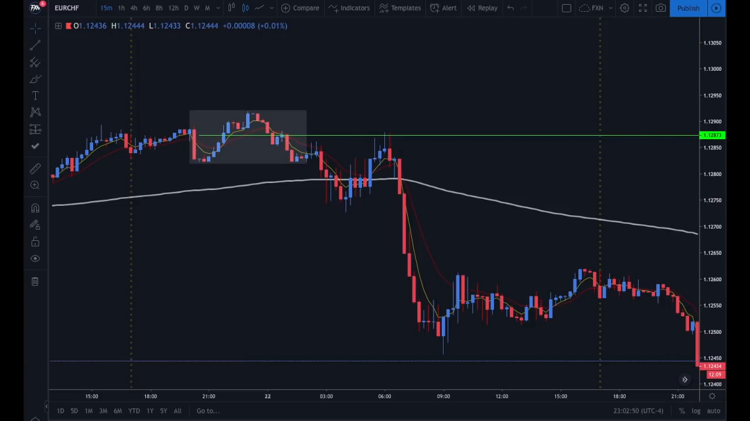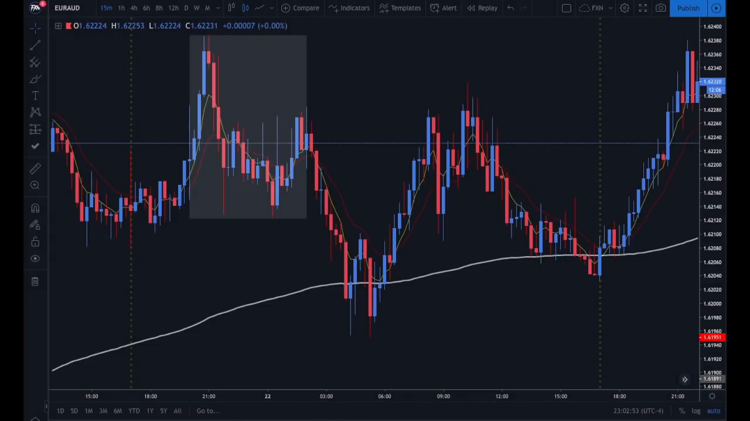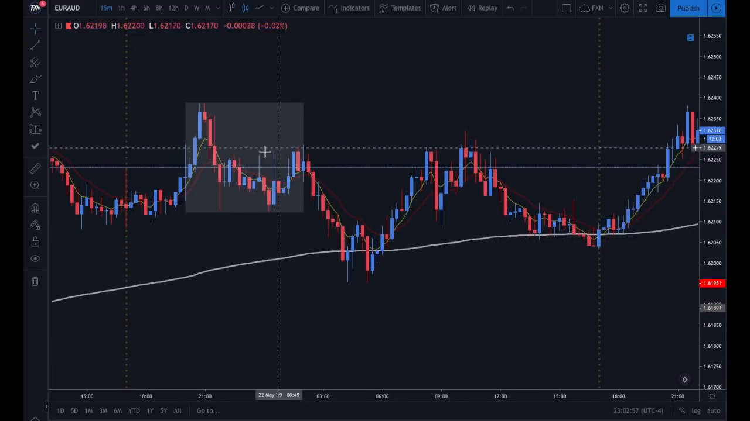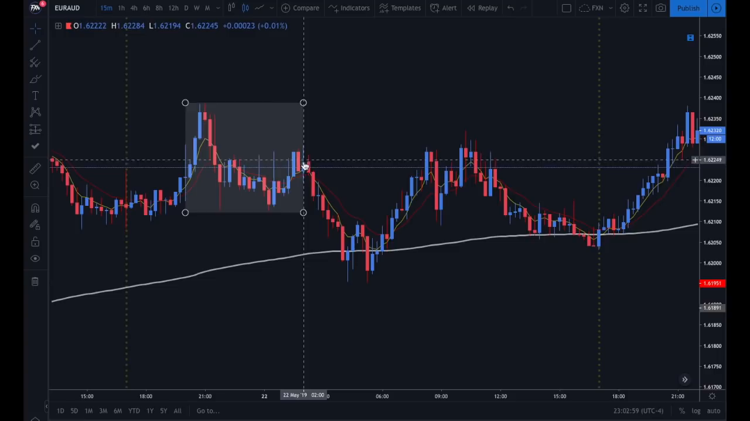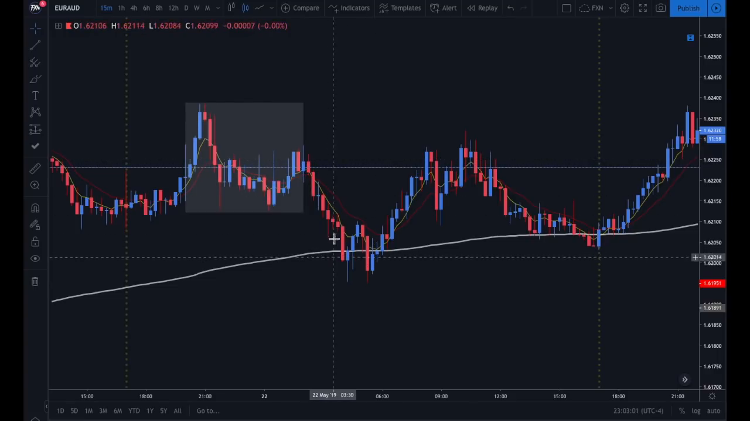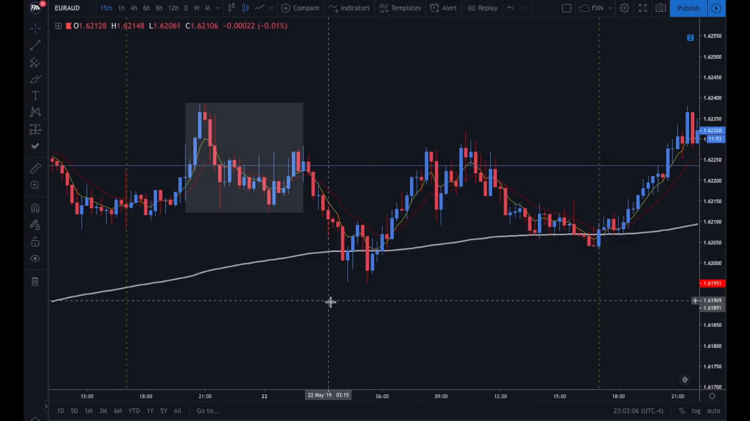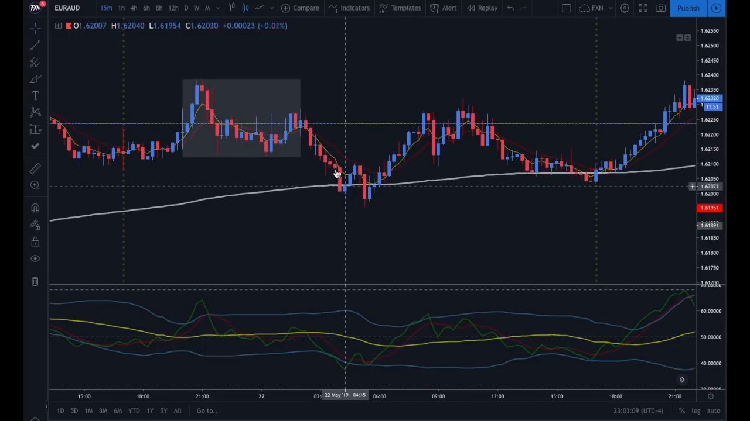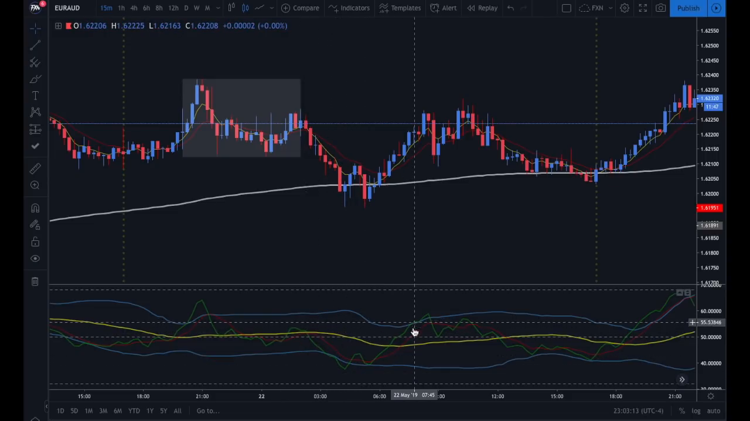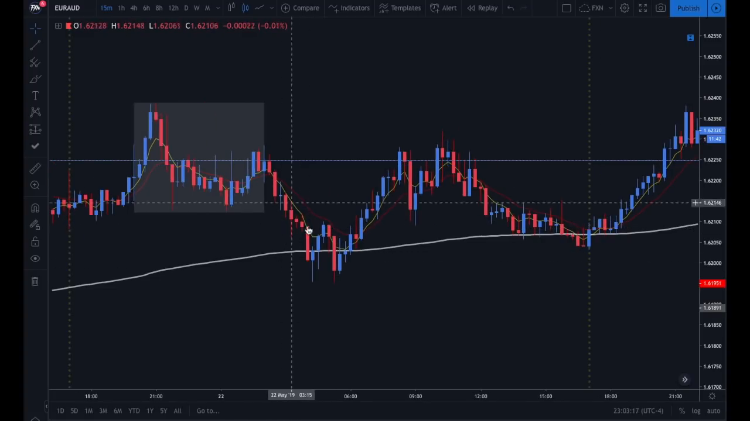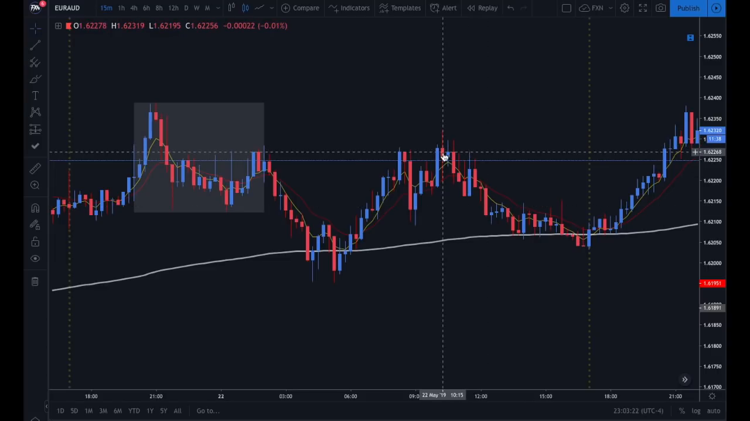All right, so let's move on to the next one here, which is Euro AUD. And Euro AUD, as you can see here, after the Asian range, went straight down to the 200 and created a very nice W pattern right here that was definitely tradable for you. You look at the TDI here, and what do we get? A nice W pattern here as well.